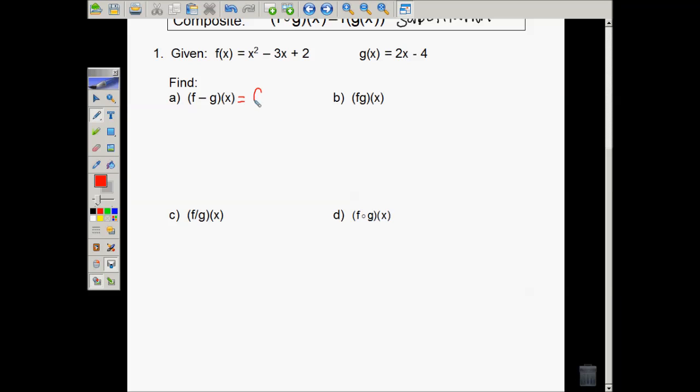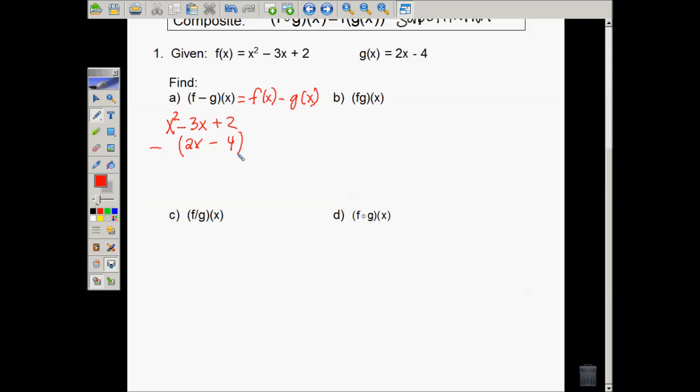This means I'm taking f of x, subtracting g of x from f of x, right? That's what it says at the top. So you have two ways of writing it. You can write it vertically or you can write it horizontally. Vertically means I'm just going to stack the functions, and horizontally means I'm going to put them side by side. So vertically, I can write f of x minus g of x. So I can write x squared minus 3x plus 2 minus 2x minus 4.